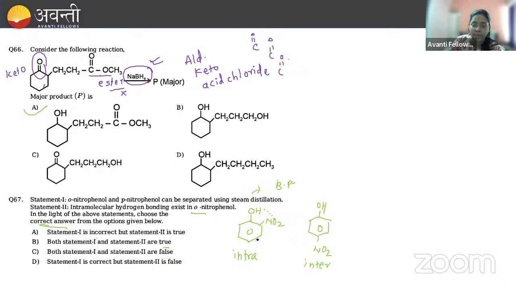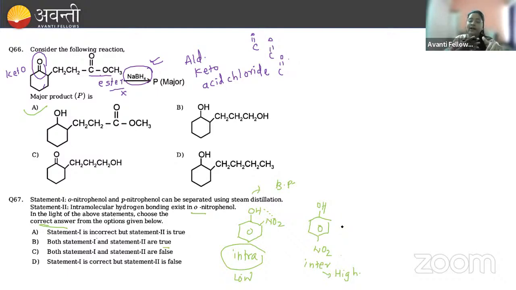So let's talk about that. In orthonitrophenol, there is intramolecular hydrogen bonding, but in paranitrophenol, there is intermolecular hydrogen bonding. Due to the intramolecular hydrogen bonding, this has a low boiling point, and due to the intermolecular hydrogen bonding, this has a high boiling point. One molecule combines with another molecule, their hydrogen bonding is strong, and it is very difficult to break those molecules. It is difficult to boil paranitrophenol, and that's why its boiling point is high.